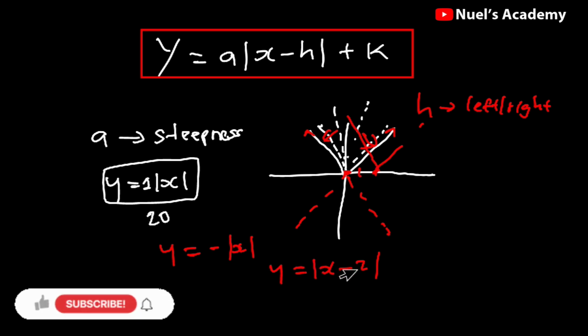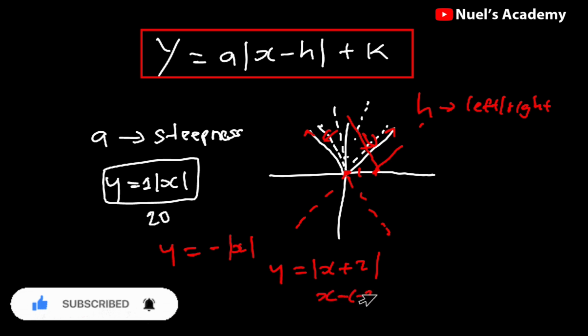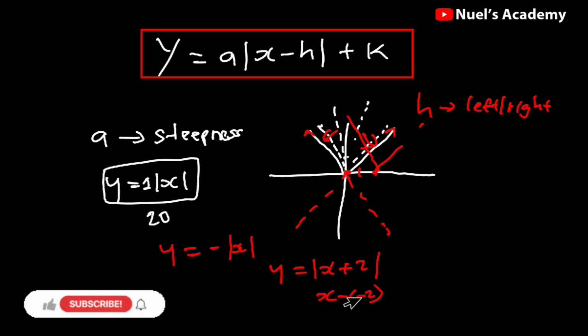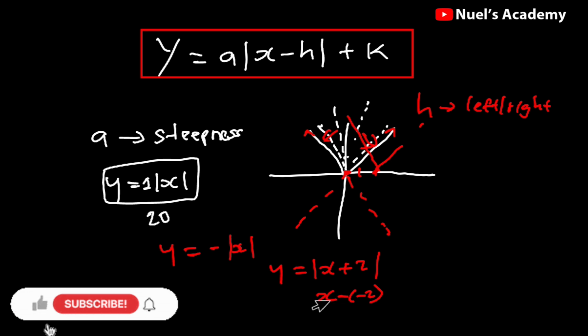Now, if you have y equals the absolute value of x plus 2, we are going to write this in the form x minus h. So it's going to be x minus negative 2. Remember, minus times minus is equal to plus. It's going to be x plus 2. So in this case, h is equal to negative 2. So here, this graph is going to move 2 places to the left and then take this form.